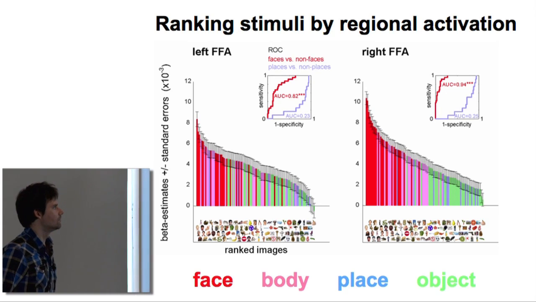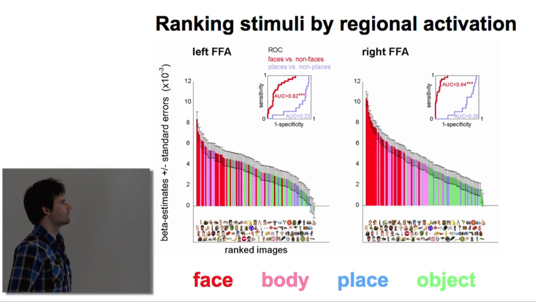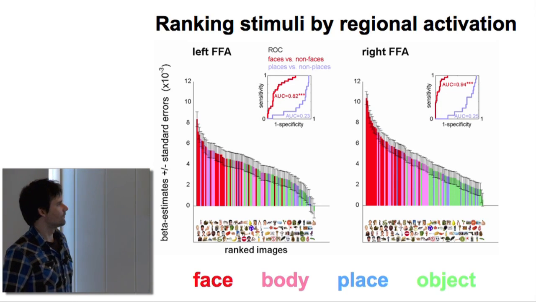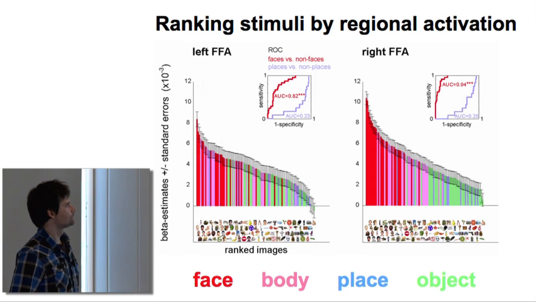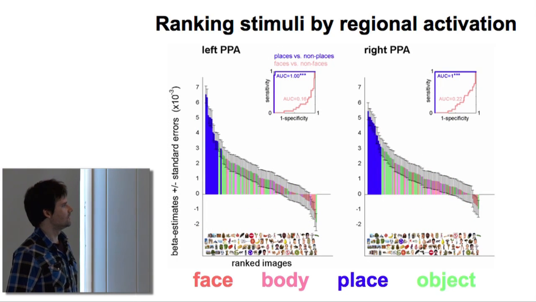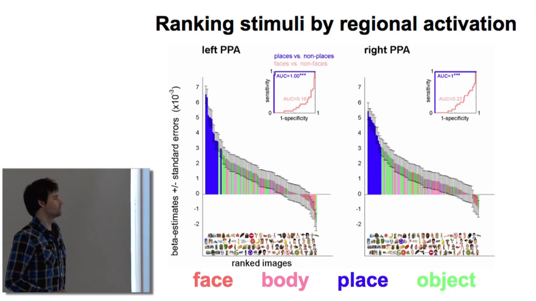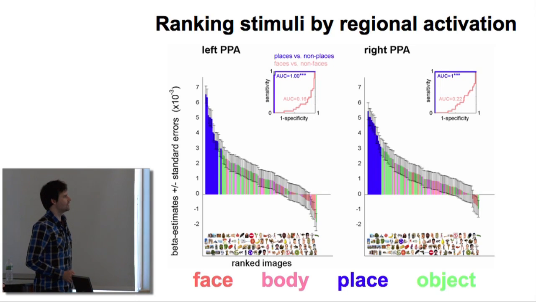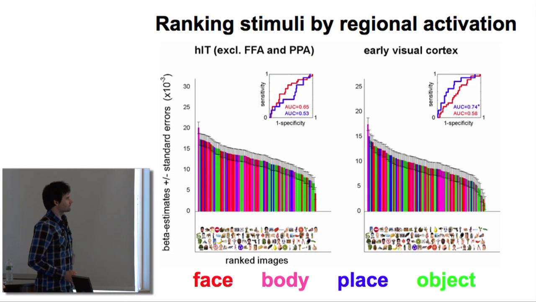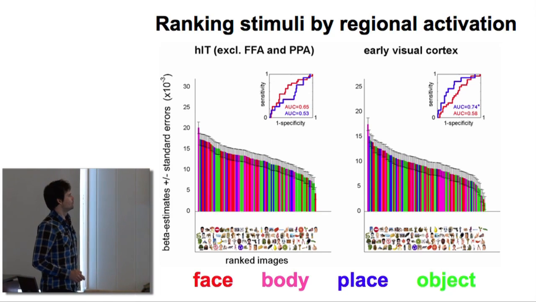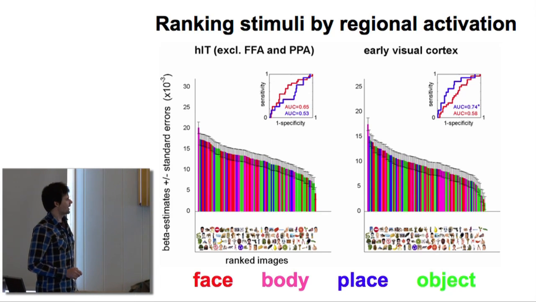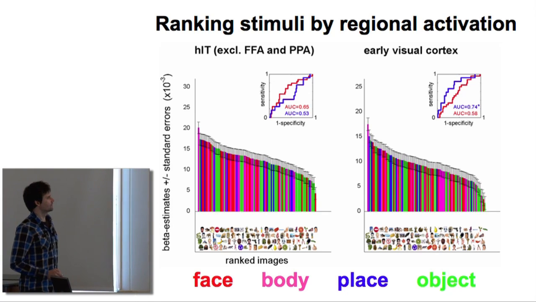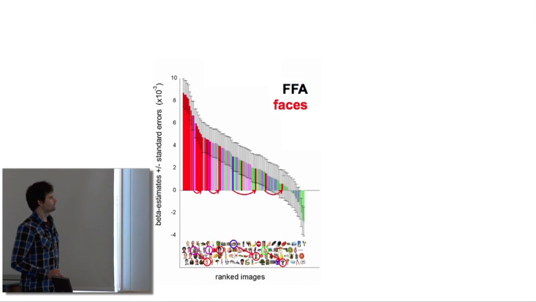We can look at that with ROC curves, and we find 0.82 for left FFA and 0.94 for right FFA, so quite a clear division. For PPA, the division looks much clearer when you look at it like this. It's essentially perfect in both left and right PPA. And for early visual cortex and human IT, we see all the categories mingled together, even though there might be some significant effects on average.